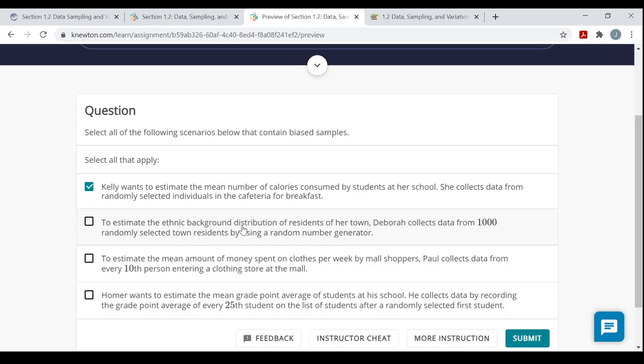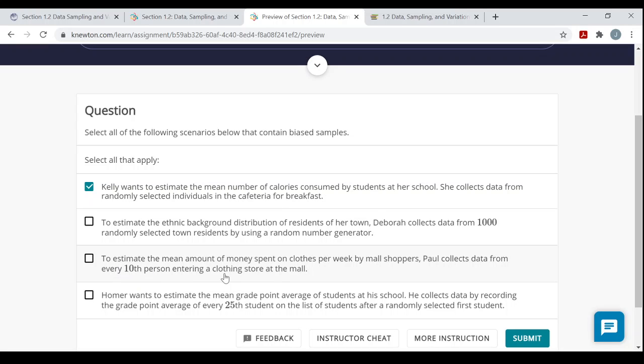To estimate the ethnic background distribution of residents of her town, Deborah collects data from 1,000 randomly selected town residents by using a random number generator, and that's great. And it's from the town residents, and she's doing it for her town, not for the entire state, and it's randomly selected. Everybody's got the same chance of being selected. That is unbiased, so I'm going to leave that one alone.